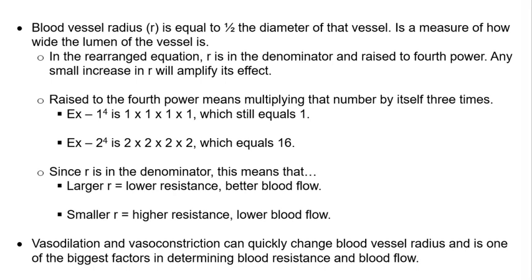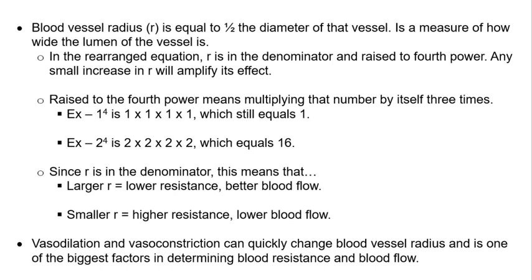The other major variable we will examine is r. Blood vessel radius, which is represented by the variable r, is equal to 1/2 the diameter of that vessel. This is a measure of how wide the lumen of the vessel is, and recall that the lumen is the space where the blood flows through. In the rearranged equation, r is in the denominator, and in addition, it is also raised to the 4th power. This means that any small increase in r is going to amplify its effect.